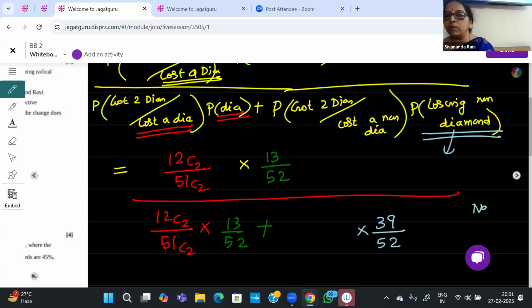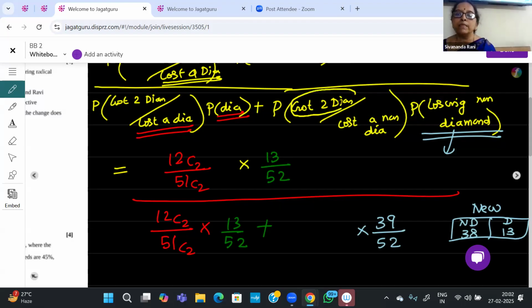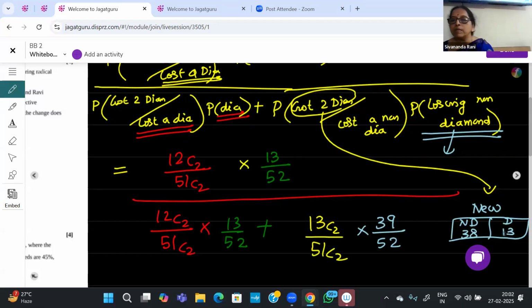Now tell me the new contents of the pack. When you lose a non-diamond, how many diamonds will remain? Very good. All the diamonds will be intact. How many non-diamonds will be there? Very good. 38. So in this scenario, what is the probability for you to get 2 diamonds in this new pack? 13C2 by, very good, 51C2. Yeah, because the total is anyway 51. Understood?